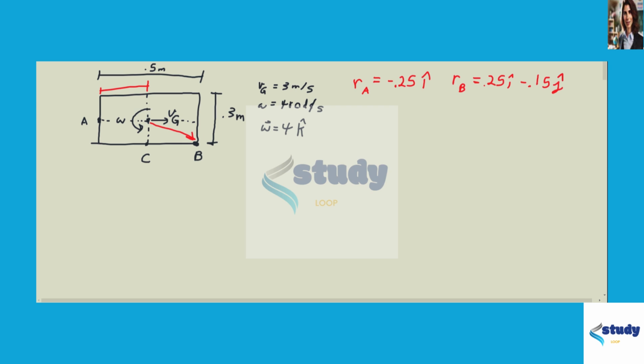We can write our velocity, v_G, as 3 i-hat meters per second because it's moving to the right. And of course, this is all with i-hat labeled as to the right and j-hat labeled as up. k-hat would then be out of the page.